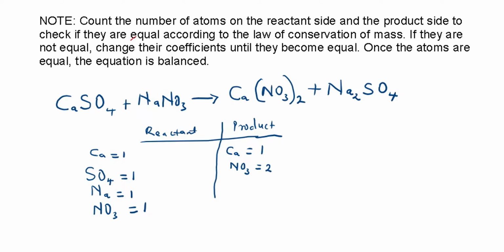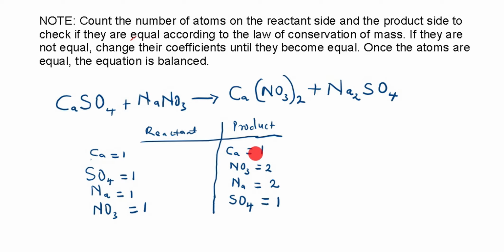Now let's look at Na and also SO4. Na is equal to 2. Then SO4 is equal to 1. So how do we balance it? We check the ones that are balanced already. Ca is balanced. If you check here, you will see that Ca is 1 and Ca is 1, so it's balanced.